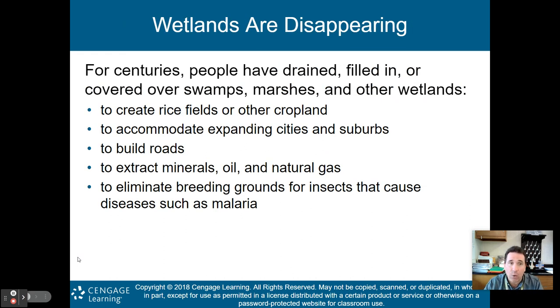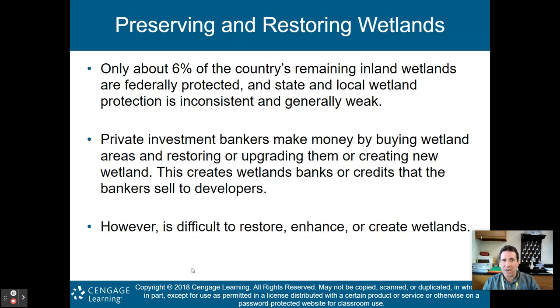So why? Well, again, we've talked about it. For centuries, people have drained, filled in, or covered swamps, marshes, and other wetlands for rice fields or other cropland, to accommodate expanding cities and suburbs, right? To build more housing, to build roads, to extract minerals, oil, natural gas, and to eliminate breeding grounds for insects that cause disease such as malaria. So through history, we've done this to our wetlands, and now unfortunately we are seeing those wetlands disappearing. So we need to preserve and restore our wetlands.